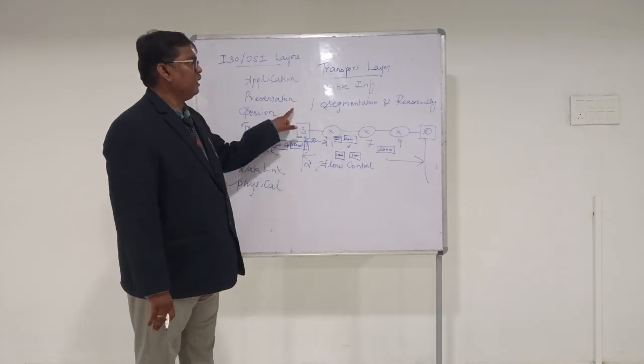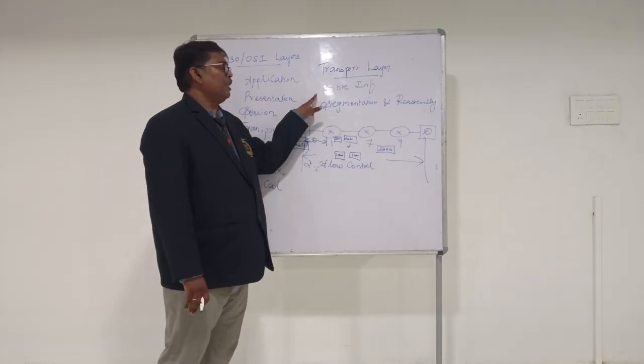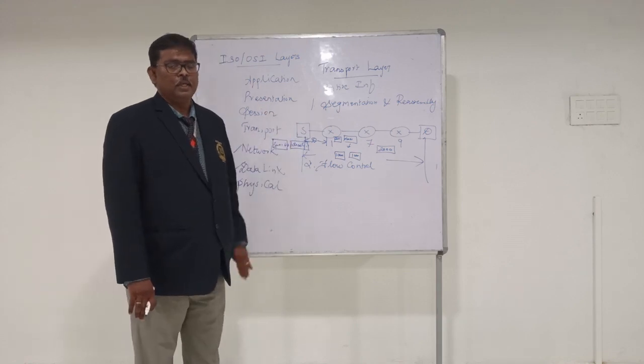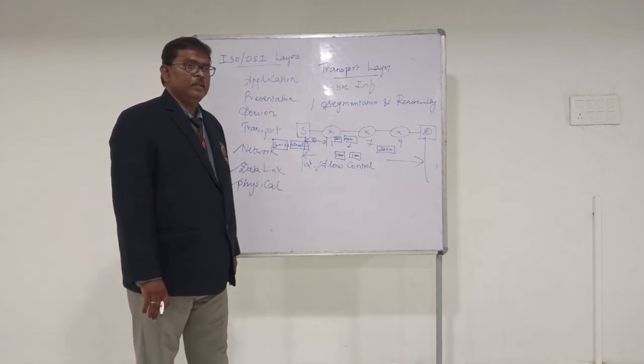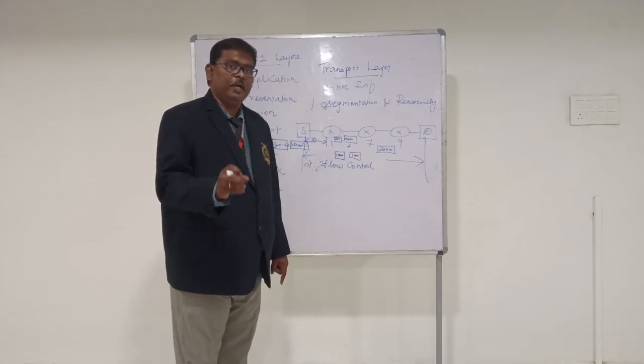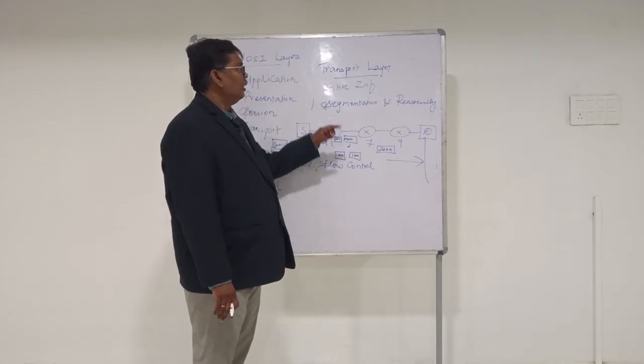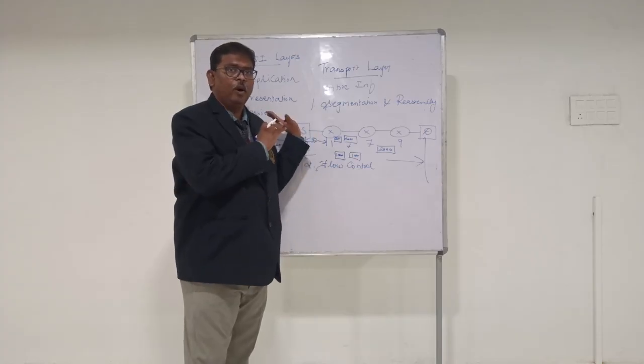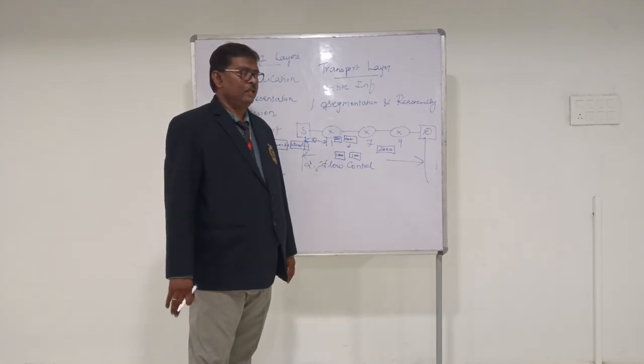Now I consolidate the things about the transport layer. The transport layer is responsible for transporting the entire information from source to destination. Your information may be converted into n number of packets. The transport layer is the unique one responsible for transferring all the information from source to destination.